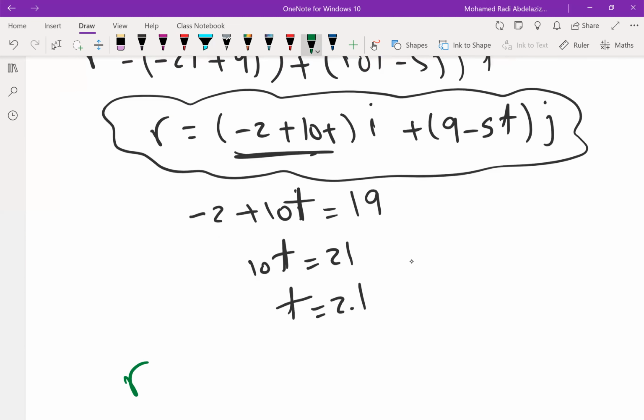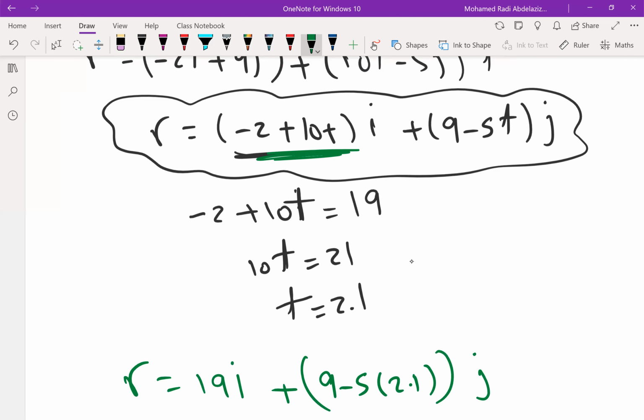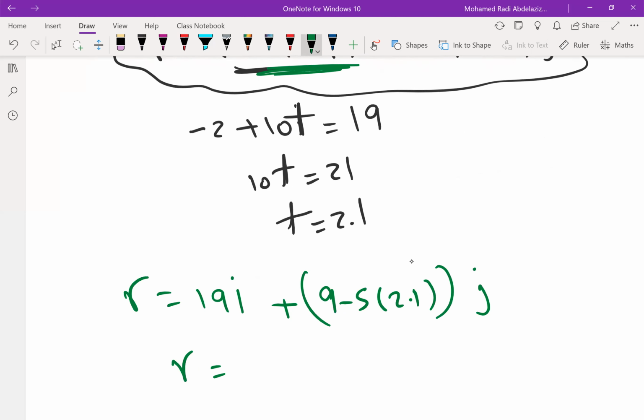So without more calculation, it's clear that you will find this value is 19i plus 9 minus 5 times 2.1. This is direction of j. So r is equal to 19i plus 9 minus 2.1 times 5. So negative 1.5 in terms of j. That's it. And this is the final answer in part D. Thank you.